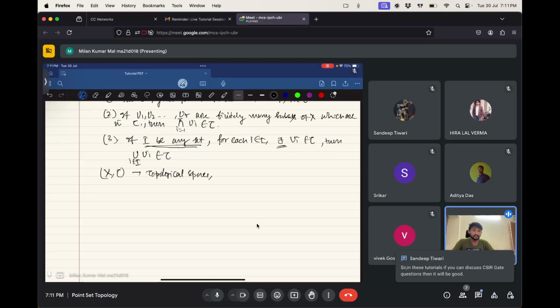If you can discuss CSR GATE questions, then it will be good. I understand that, but I can discuss only what is related to this portion because I am bound to discuss only this course material. For CSIR questions, you can ask me and I'll try to discuss, but in general those questions can be discussed nearly at the end of this course because they involve many things. I can't discuss a topic that is not covered yet. Okay.